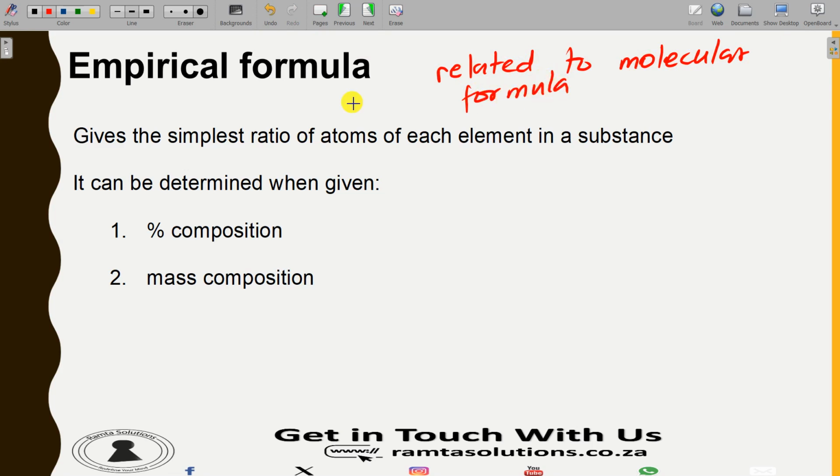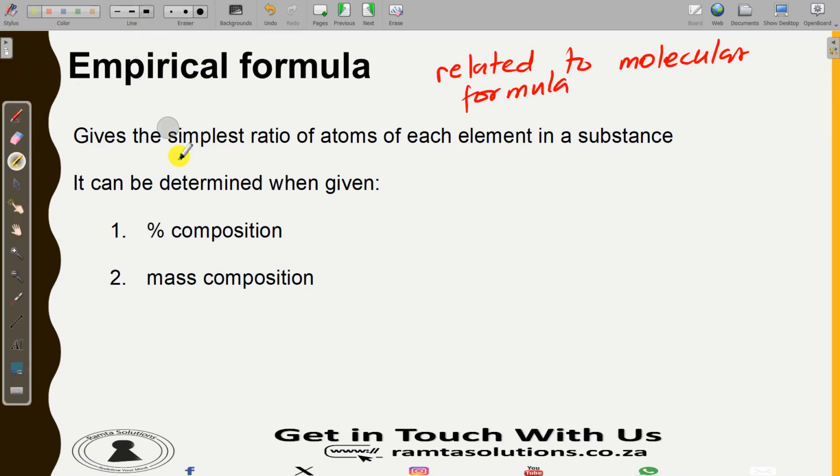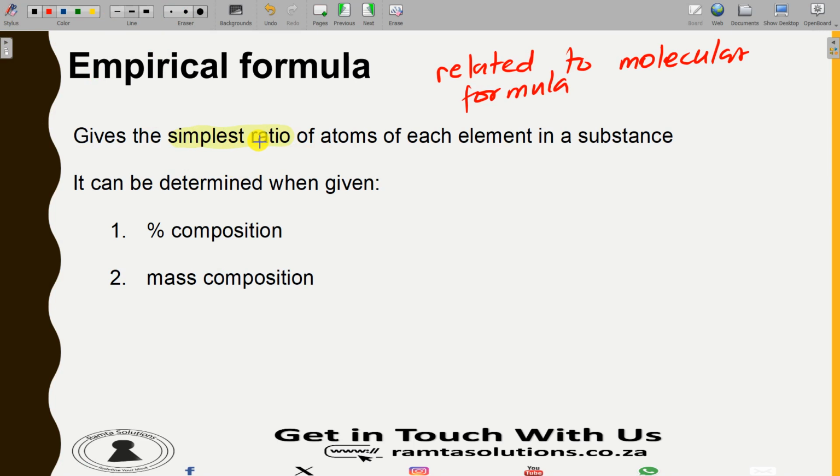So what the empirical formula does or looks like is this. It gives you the simplest ratio of atoms of each element in a substance. I want you to highlight this. We're saying it gives you the simplest ratio of atoms of each element in a substance.